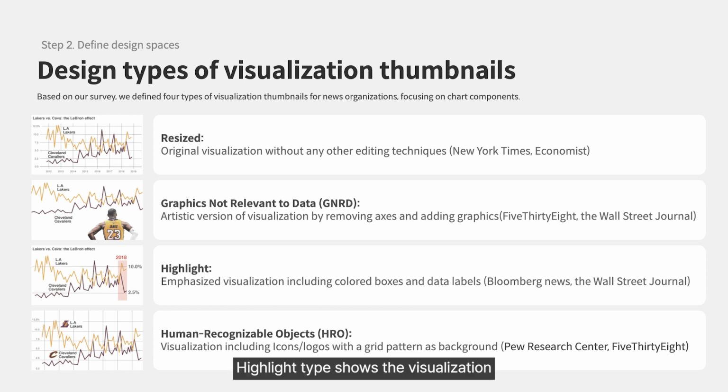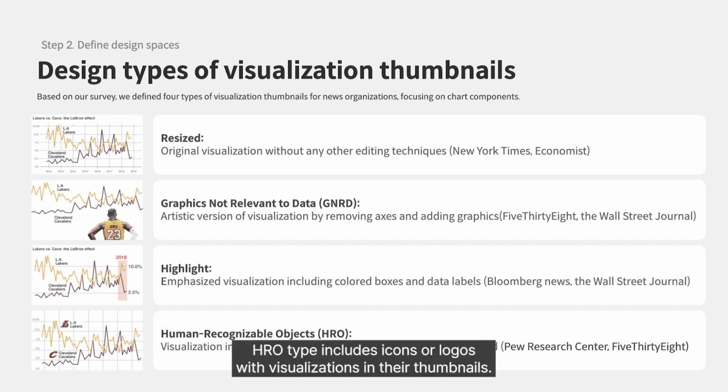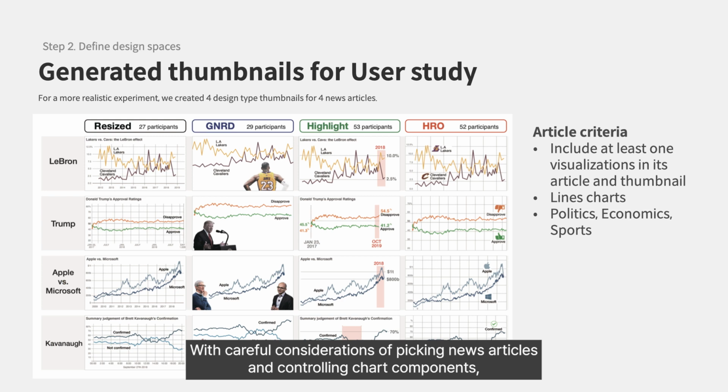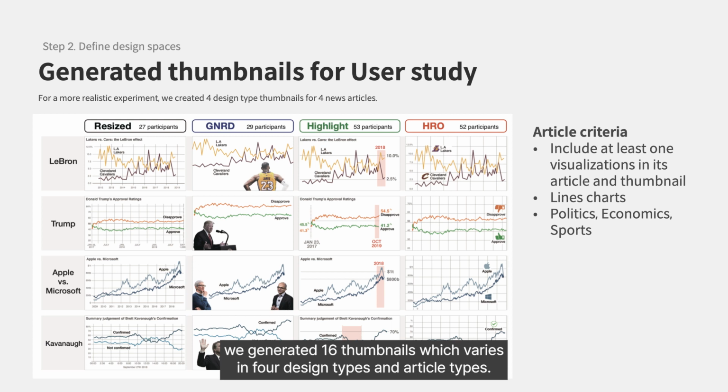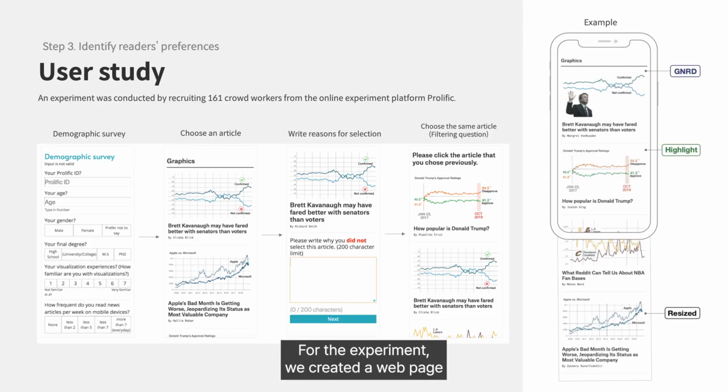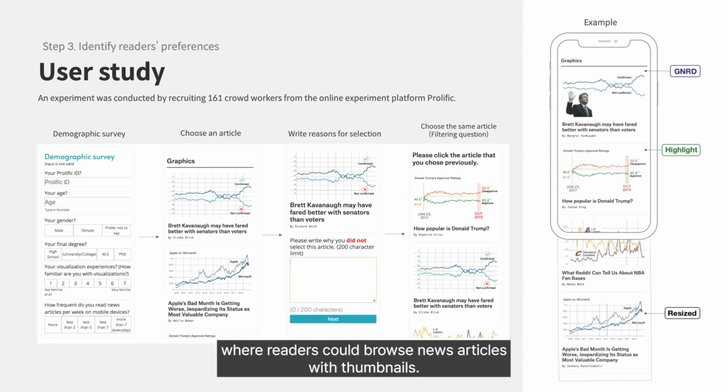Highlight type shows the visualization with emphasized parts by boxes and data labels. HRO type includes icons or logos with visualizations in their thumbnails. With careful consideration of picking news articles and controlling chart components, we generated 16 thumbnails, which vary in 4 design types and article types. For the experiment, we created a web page where readers could browse news articles with thumbnails.